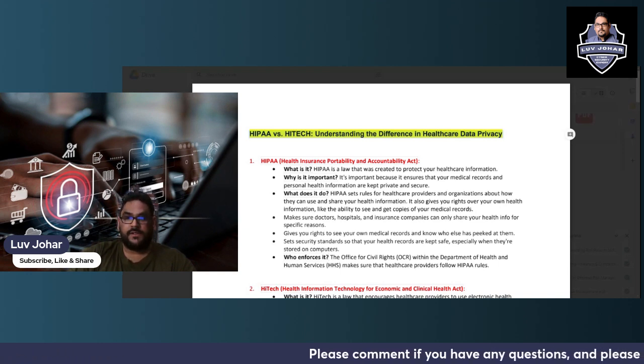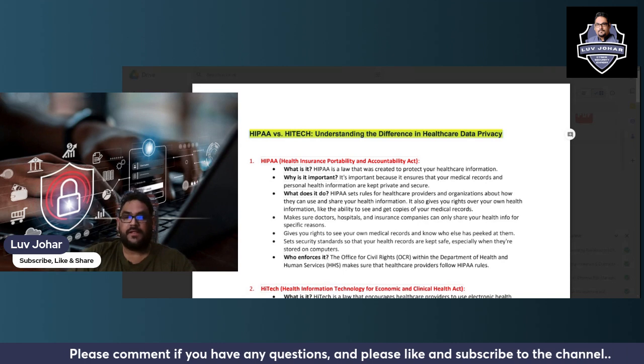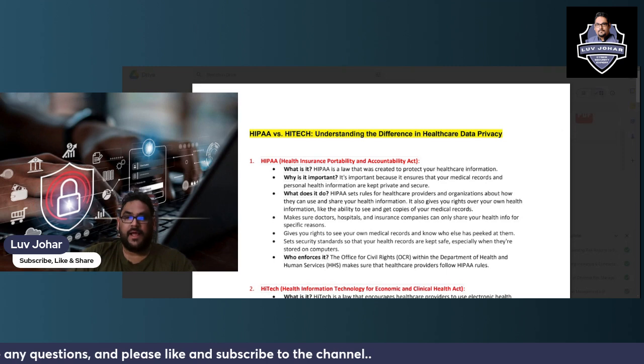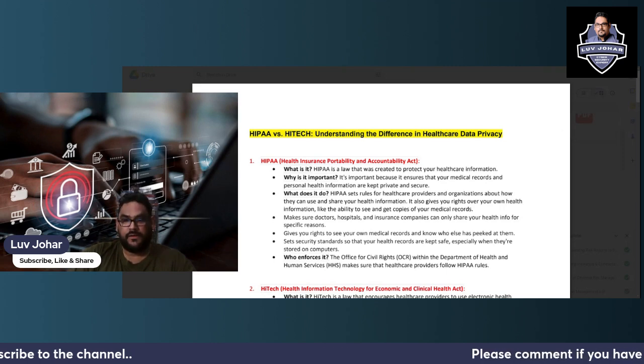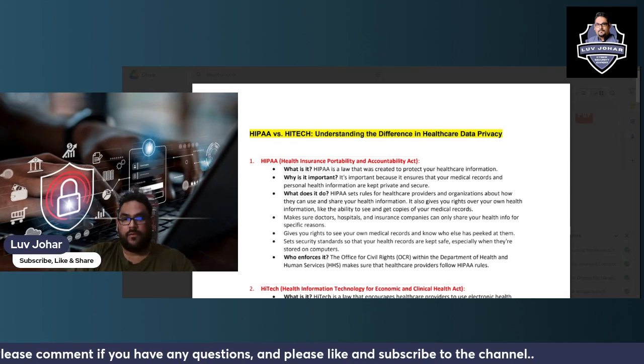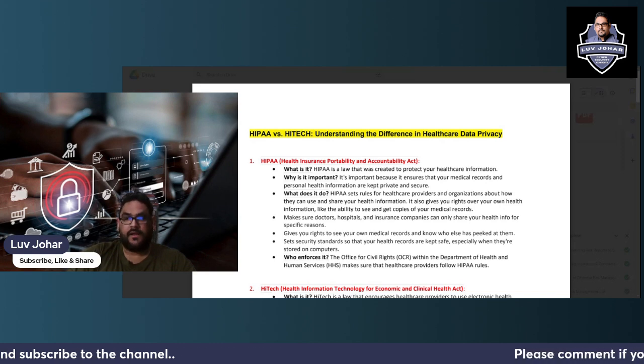Why is it important? It's important because it ensures that your medical records and personal health information are kept private and secure. So in order to maintain privacy in the healthcare sector for your data, which is protected health information, and in order to make sure that these documents are kept sensitive, private and secure, away from the reach of the public, so that nobody can access them, that's why you have a law which is created to protect your healthcare information, known as HIPAA.